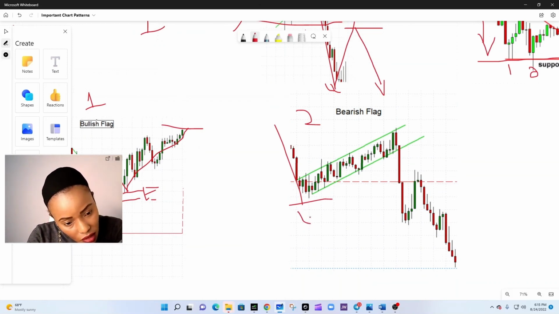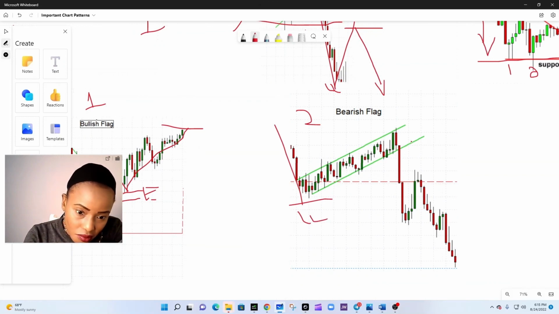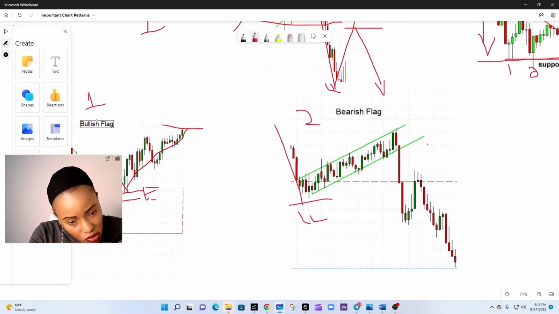Then what happened after this low? Price consolidated for some time. During this consolidation, a flag chart pattern was formed. What do you do? You wait, because at this point the price is ranging between these two price points. It's sort of a ranging market. So you wait for the price to break out of this tight range. Then what happens? You can clearly see price broke out to the lower side.